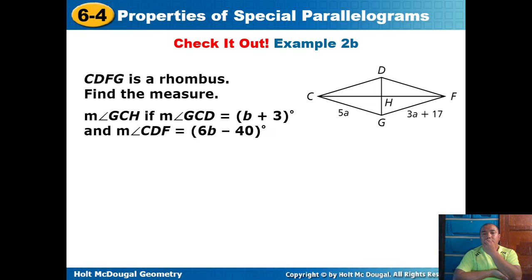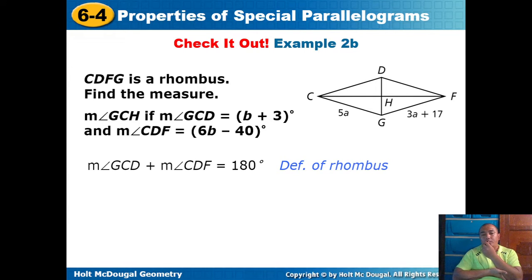Another: CDFG is a rhombus. Find the measure of angle GCH. If the measure of angle GCD is b plus 3, and the measure of angle CDF is 6b minus 40 degrees.